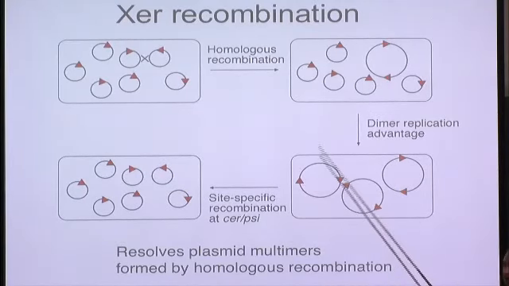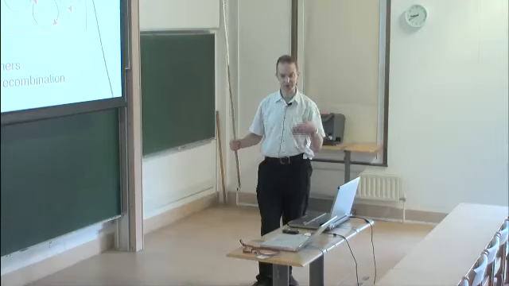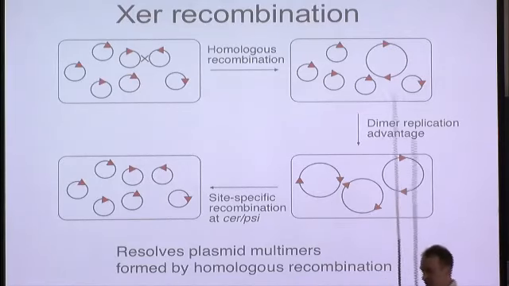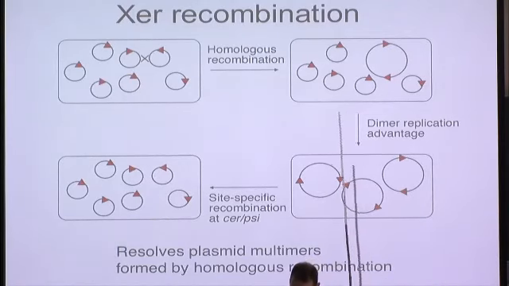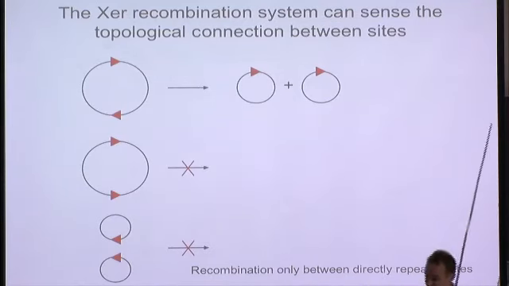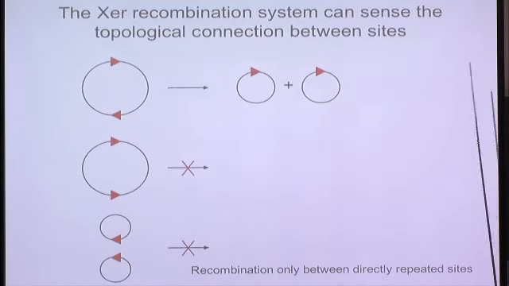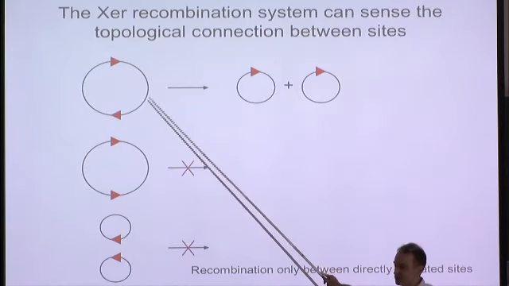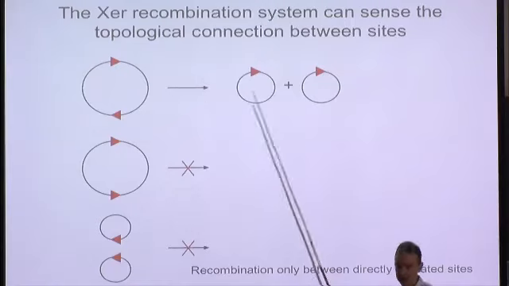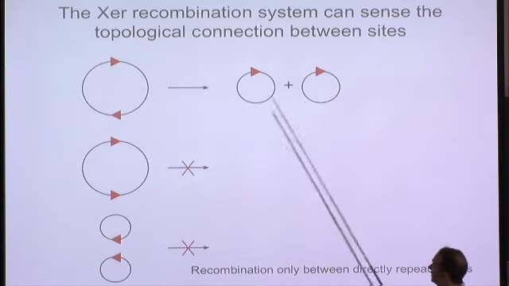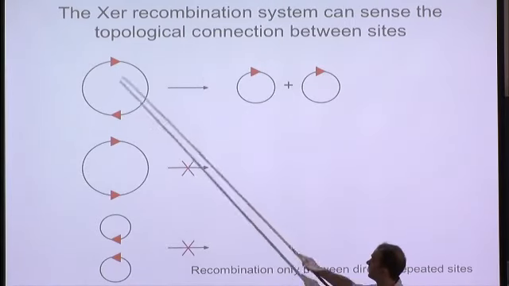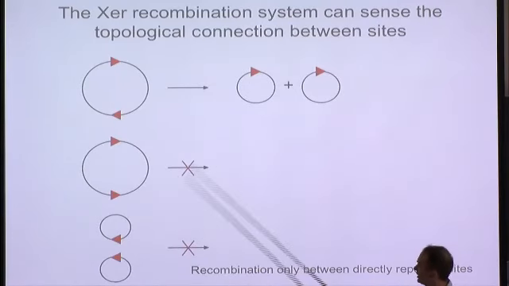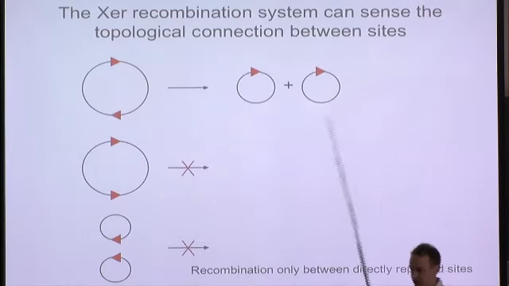But these sites are recognized by recombinases produced by the bacterial cell, and recombined to form monomeric plasmids. Okay, so the system is regulated, though, so that recombination only occurs if you have two sites facing the same direction in a supercoiled DNA molecule. So you need supercoiling, and you need two sites facing the same direction, a direct repeat in a circle. If they're an inverted repeat, they don't recombine, and two sites on separate molecules don't recombine.